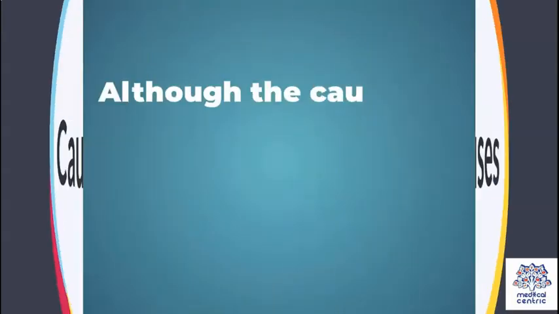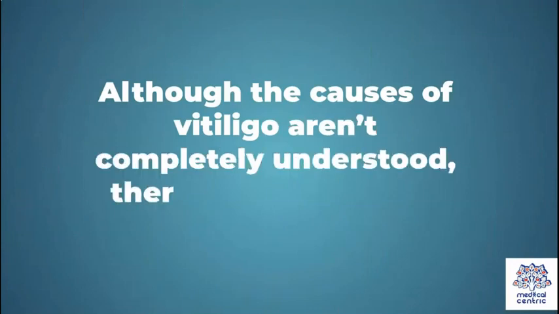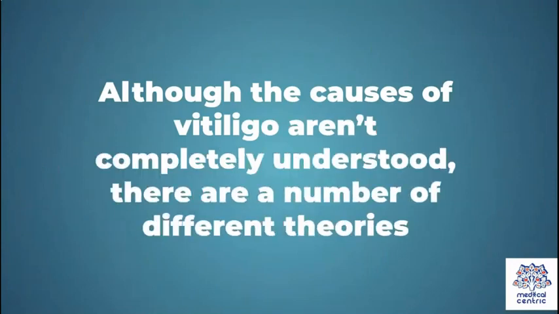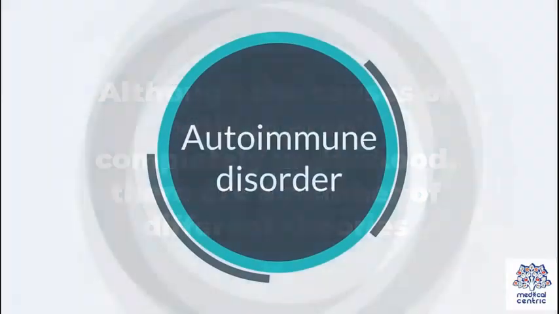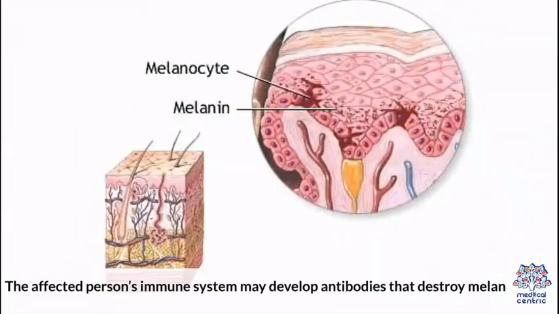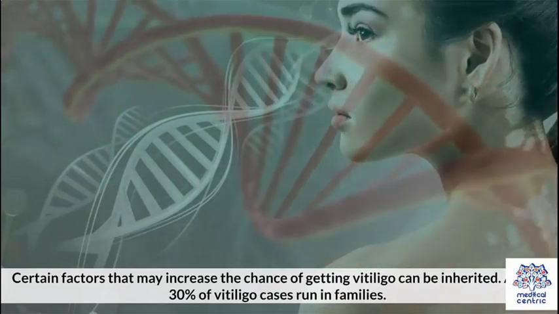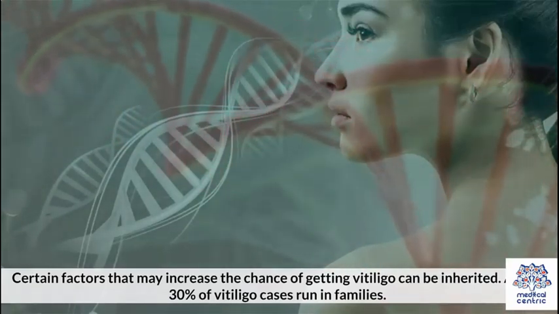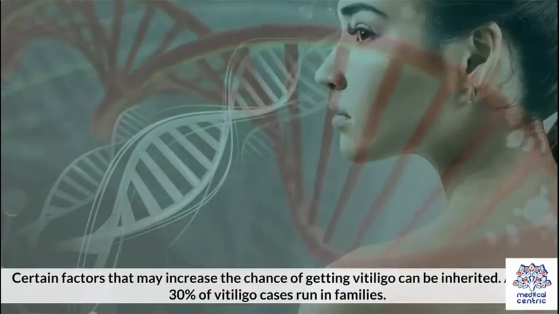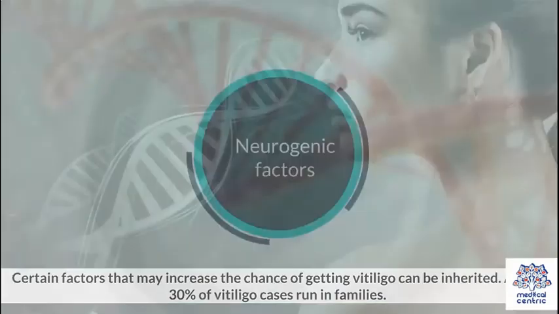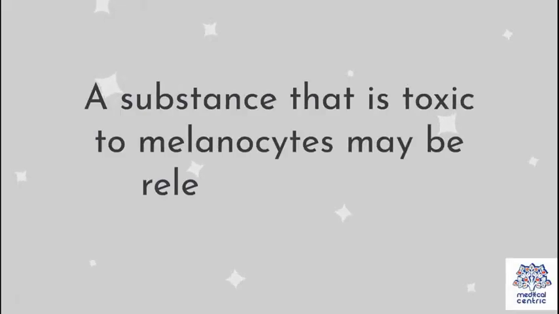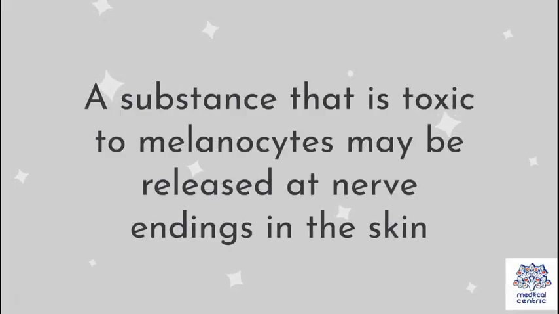Causes. Although the causes of vitiligo aren't completely understood, there are a number of different theories. Autoimmune disorder. The affected person's immune system may develop antibodies that destroy melanocytes. Genetic factors. Certain factors that may increase the chance of getting vitiligo can be inherited. About 30% of vitiligo cases run in families. Neurogenic factors. A substance that is toxic to melanocytes may be released at nerve endings in the skin.